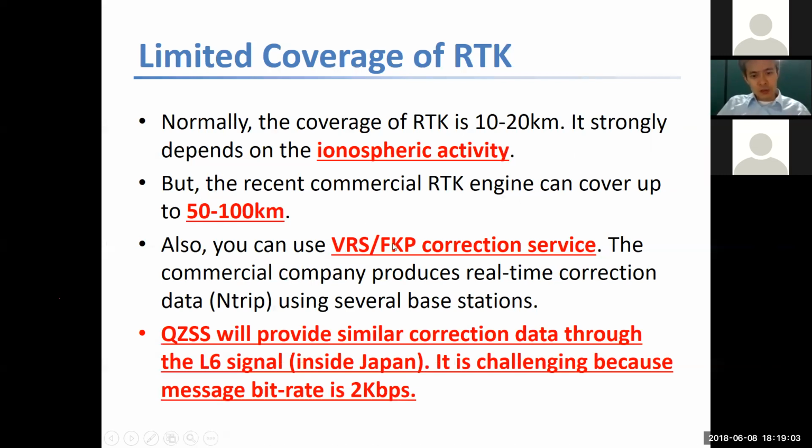Also, you can use wireless FKP correction services. This is a Japanese correction service in Japan. A commercial company produces real-time correction data through NTRIP using several base stations. QZSS also provides similar correction data through the L6 signal inside Japan. It is challenging because the message bit rate is 2 kbps, and it is called the centimeter level augmentation system, CLAS. We have tested it many times until now, so you will see the test results in the near future.